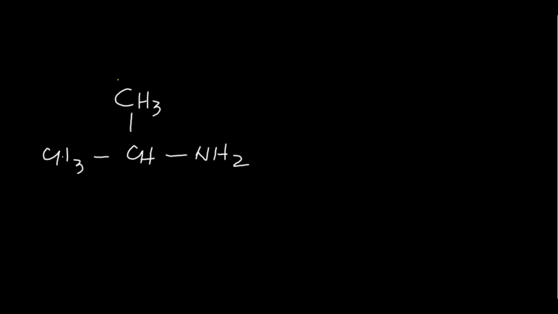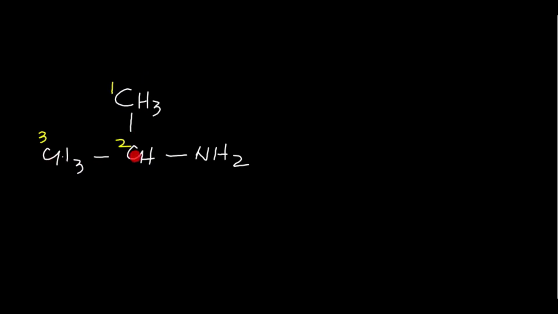Now we do numbering of the parent chain. 1, 2, 3. Students, either we do the numbering from this side, that is 1, 2, 3, or we do the numbering like this way, 1, 2, 3. The position of amino group would be same. Amino group is attached with the second carbon, right students? So we can do the numbering by any way.